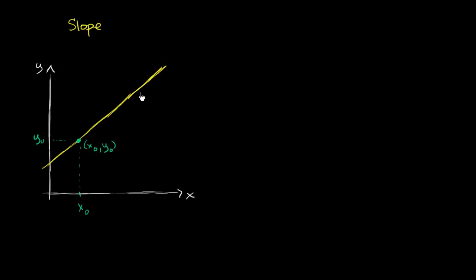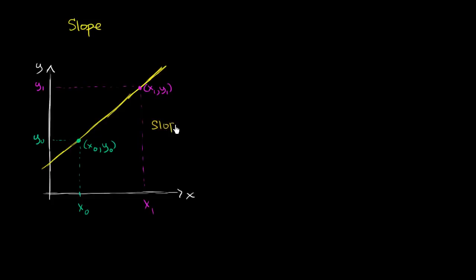And let's say we have another point all the way over here. Let's say that this x value right over here is x sub 1, and the y value over here is y sub 1. So this is the point (x sub 1, y sub 1). And a line, by definition, has a constant slope between any 2 points that you pick.